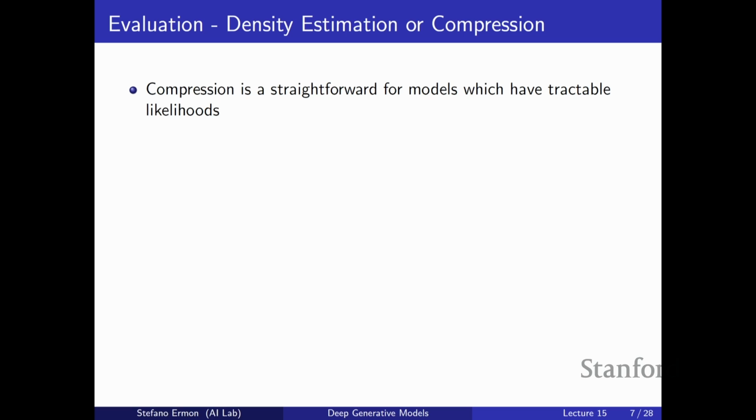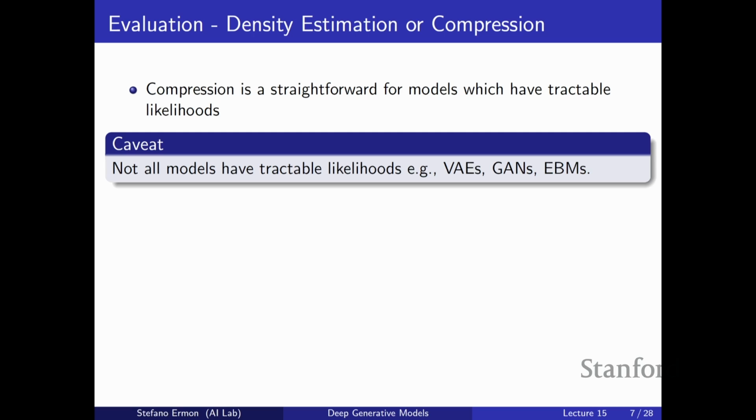The other thing to keep in mind is that compression or likelihood is a reasonable metric for models which have tractable likelihood, but there is a bunch of models that don't even have it. If you're working with VAEs or GANs or EBMs, it's not even obvious how you would compare models in terms of likelihood or compression.